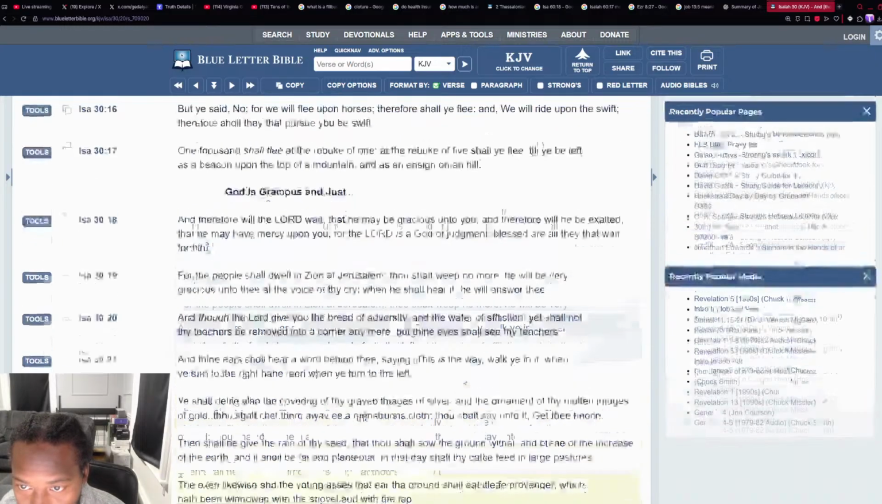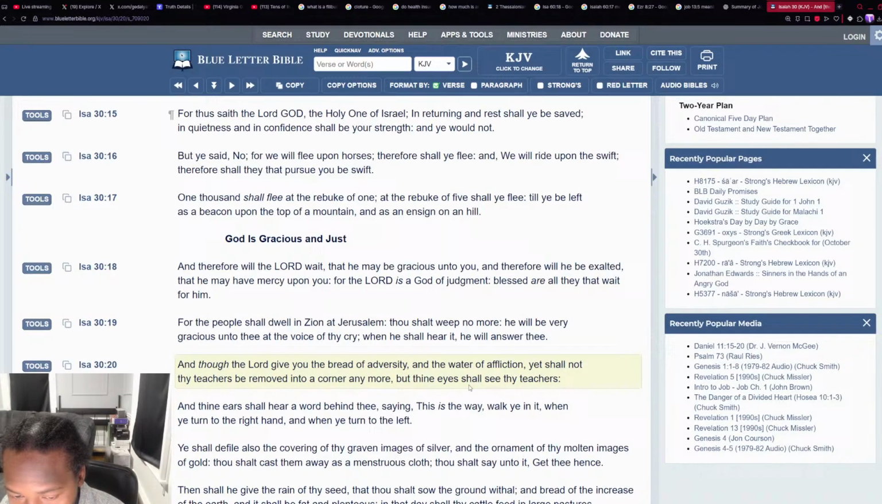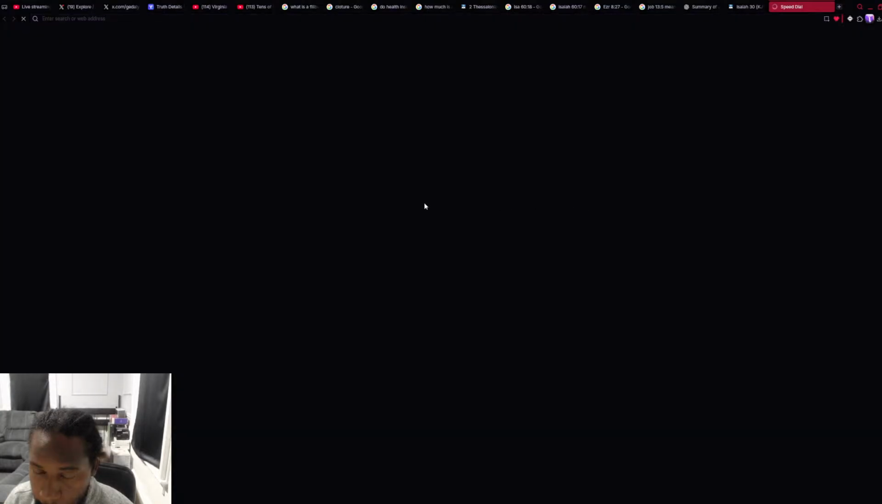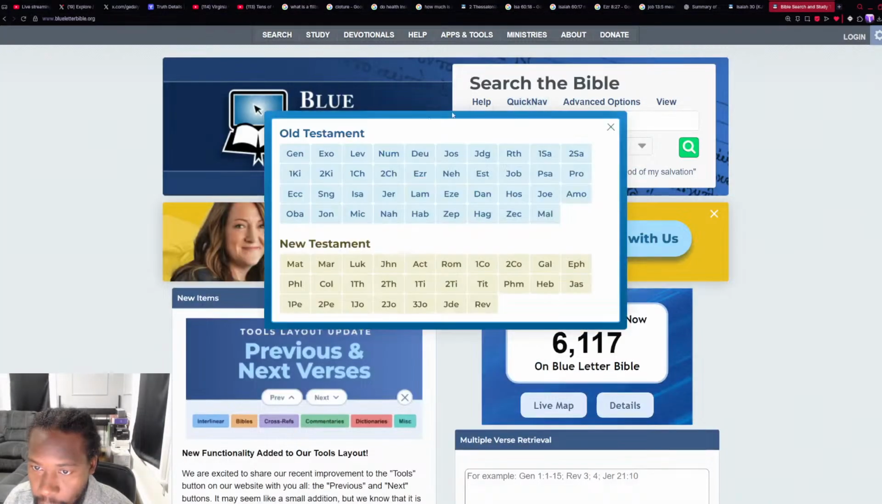So long story short, through your cries, he will hear it, he will answer it. Even though you're going through the curses in Deuteronomy 28, which is the water of affliction, because we've sinned against the Lord, he was going to give us the teachers. It tells you in 1 Corinthians 4, verse 9, that he gave us the apostles last.